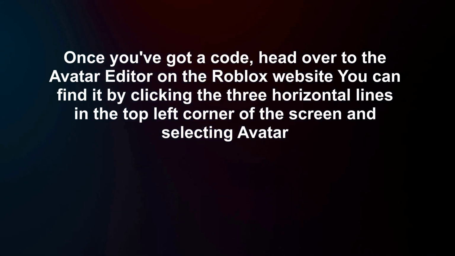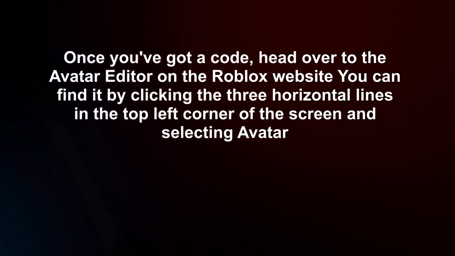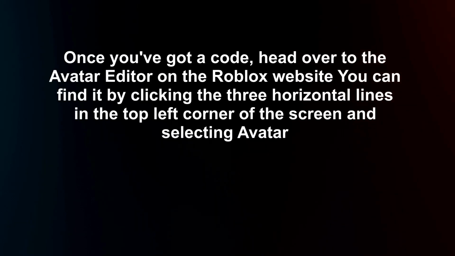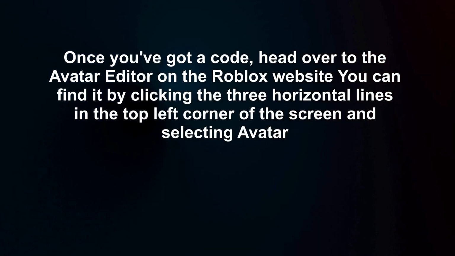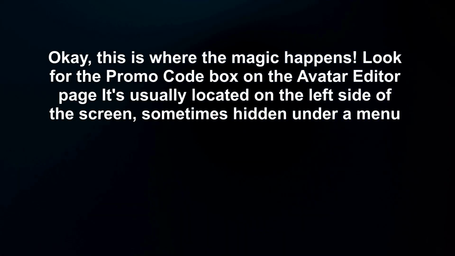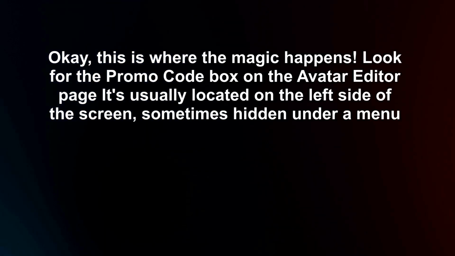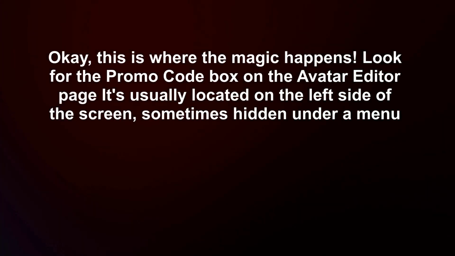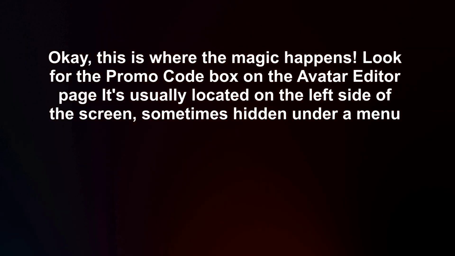Once you've got a code, head over to the avatar editor on the Roblox website. You can find it by clicking the 3 horizontal lines in the top left corner of the screen and selecting avatar. Okay, this is where the magic happens. Look for the promo code box on the avatar editor page. It's usually located on the left side of the screen, sometimes hidden under a menu.